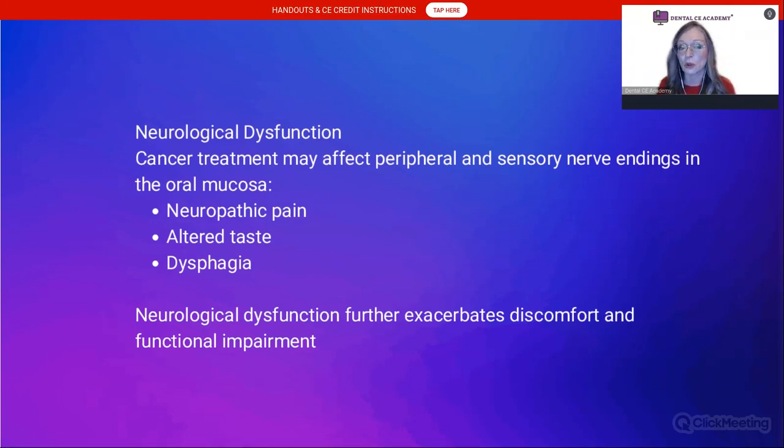One thing to note about oral mucosa is the level of pain that the patients experience. It's quite profound, and it's not just the inability to maybe nourish oneself, but actual pain from peripheral and sensory nerves. And in cancer treatment, it can affect the peripheral and sensory nerve endings in the oral mucosa. So these patients experience neuropathic pain, altered taste, and dysphagia, which is a difficulty in swallowing. And that neurological discomfort or dysfunction further exacerbates the discomfort and the functional impairment.